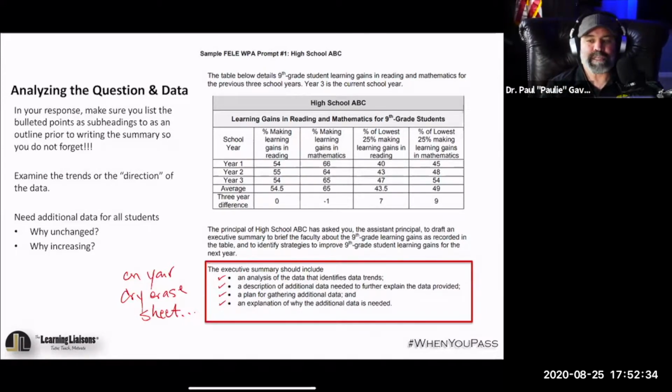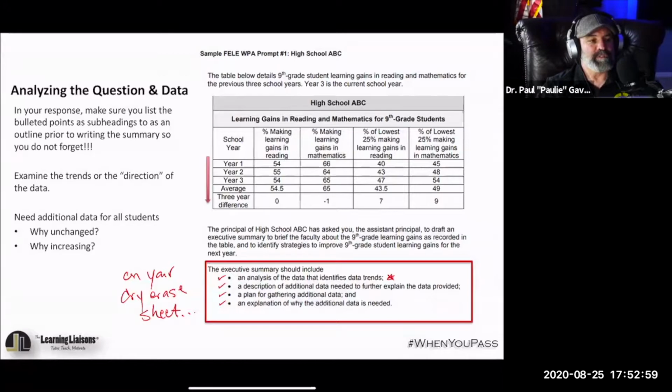So the other piece of this is taking a simple look at the data. The first bullet says analysis of the data that identifies trends and a description of any additional data. We're going to just start with analysis there. You don't have to use any crazy words, big words, anything. And I'm going to give you some simple words to use. Click the next slide, Dr. A.